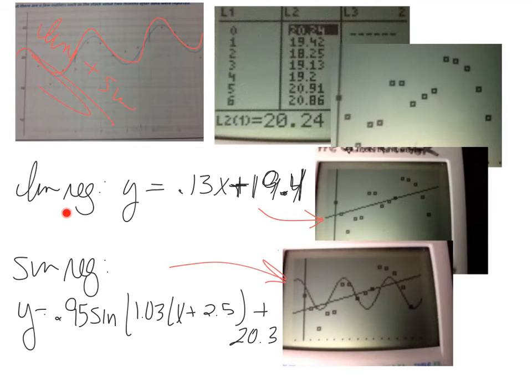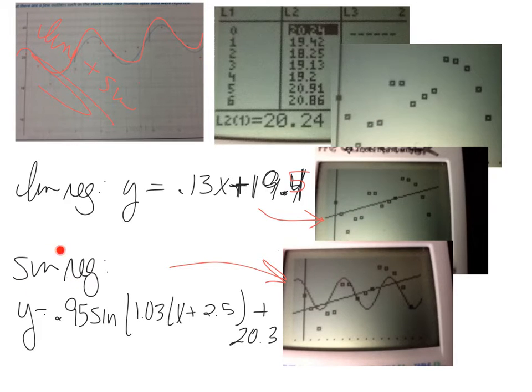Then I did a linear regression and got this equation for a line right here. And amazingly enough, it's the same equation that the textbook came up with. I think they had 19.5 here, but I had 19.4, and that's close enough for me. And then I went ahead and plotted it within my scatter plot.